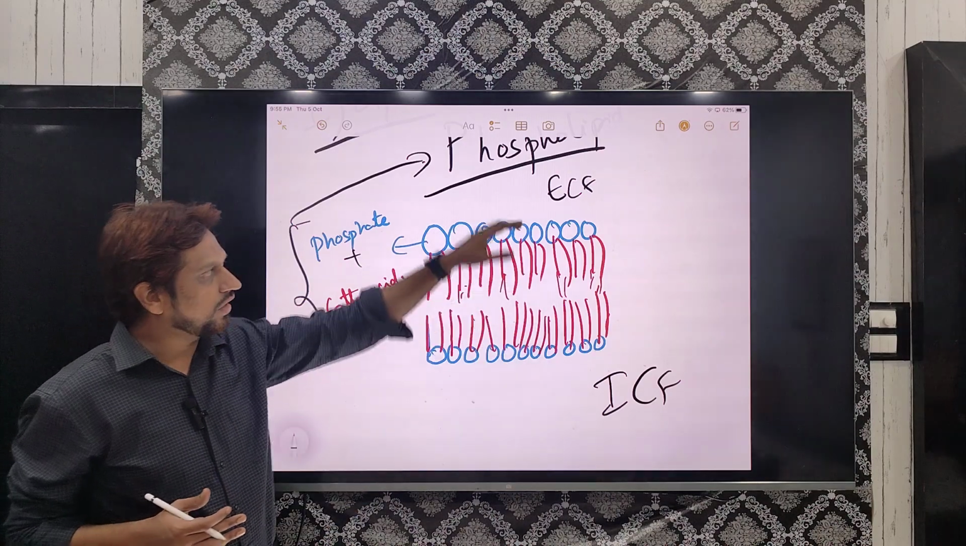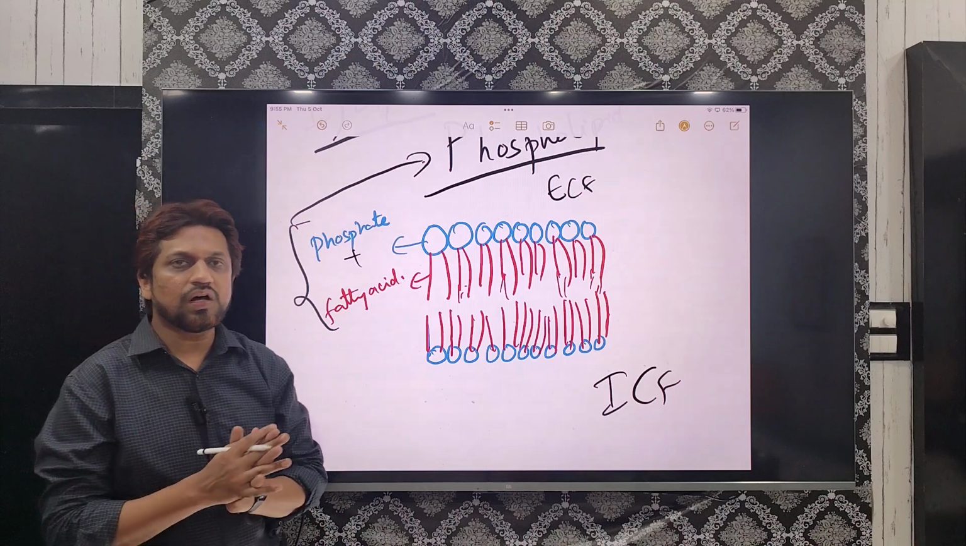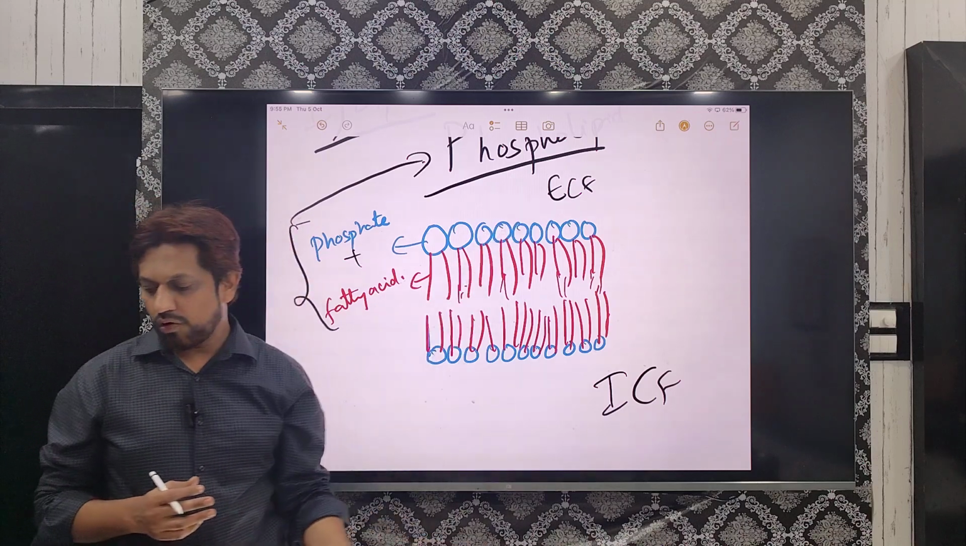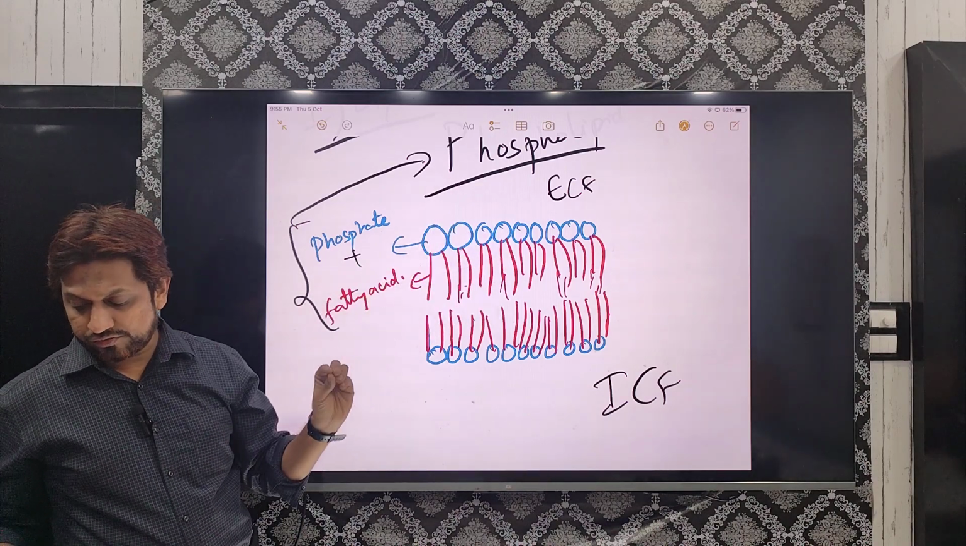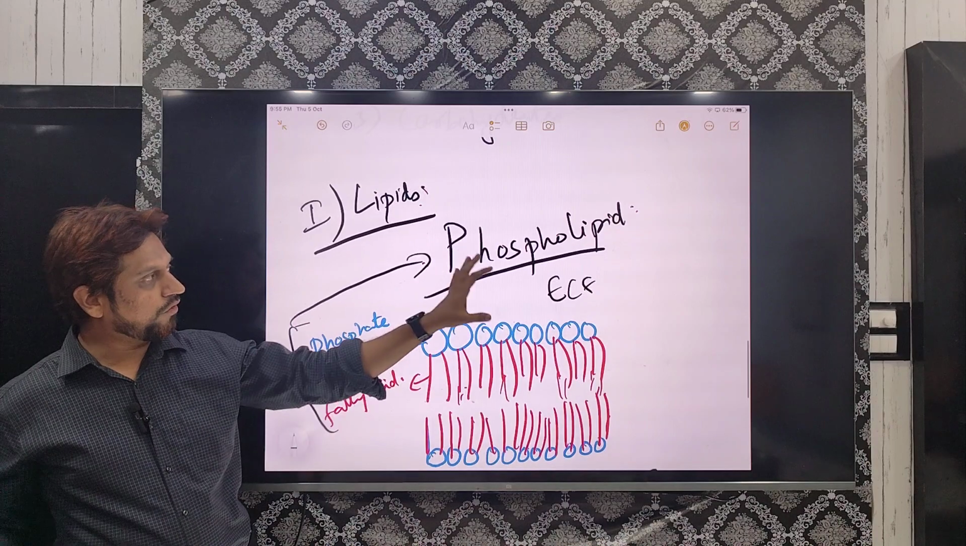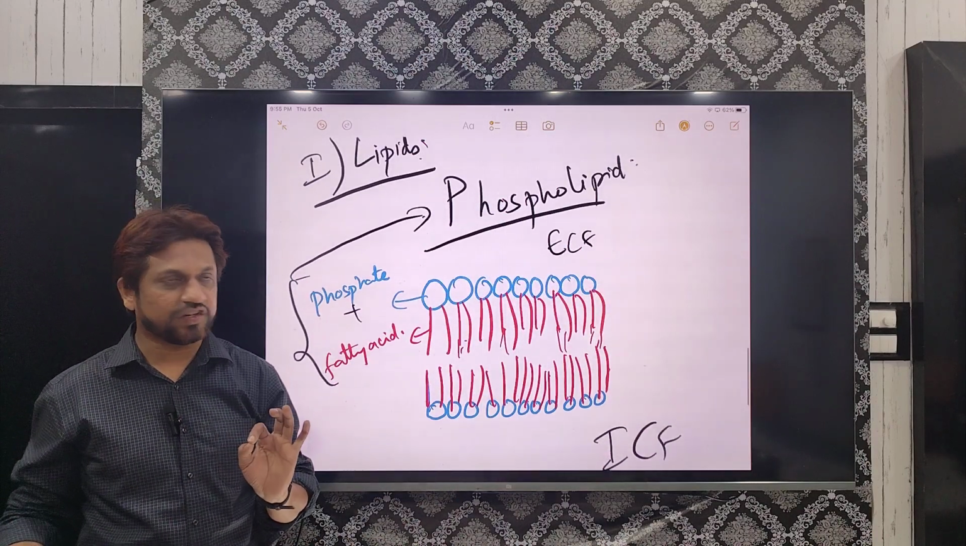Okay, these are hydrophobic in nature, they form a barrier through this. So only lipid soluble substances can cross through this. Now, most commonly we are discussing the lipids. The majority of this is made up of lipids and the most important is the phospholipid. Let us discuss some more details about this lipid structure.